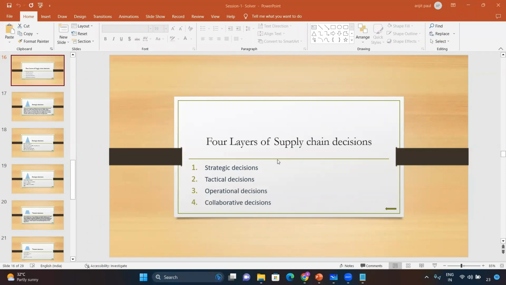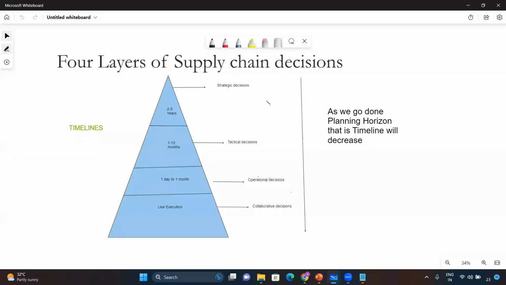Okay, so 4 layers of supply chain decisions. What are those 4 layers? Number one, strategic decisions. Number two, tactical decisions. Number three, operational decisions. And number four, collaborative decisions. Okay, so let me share the diagram.